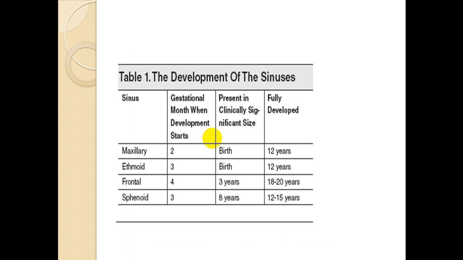Regarding the development of the sinuses, the maxillary and ethmoid sinuses are present in a clinically significant size at birth, and they are fully developed at the age of 12 years, while the frontal sinus is present in a clinically significant size at the age of 3 years, and it is fully developed at the age between 18 and 20 years, while the sphenoid sinus is present in a clinically significant size at the age of 8 years, and it is fully developed at the age between 12 and 15 years.